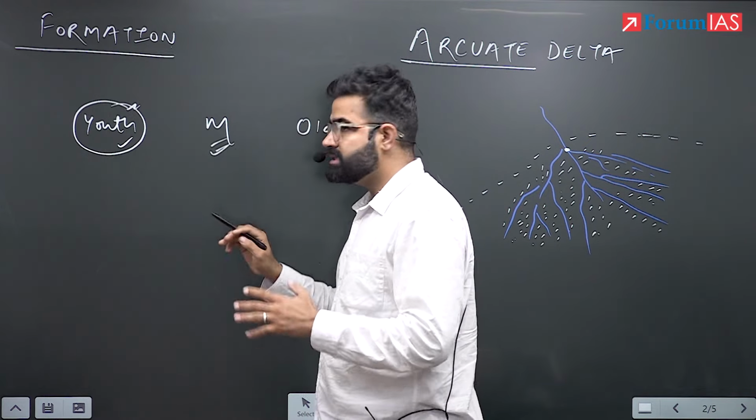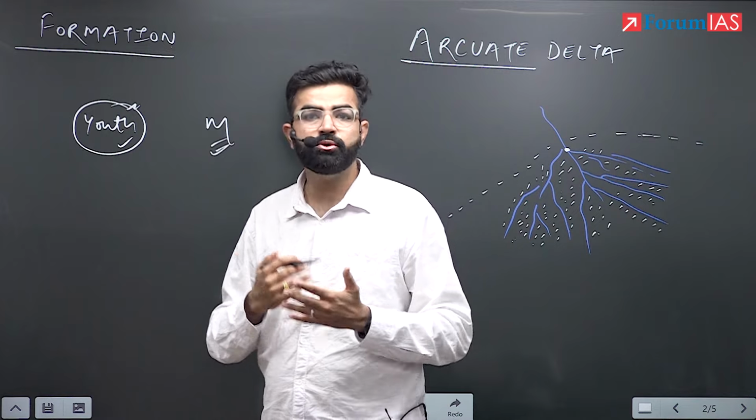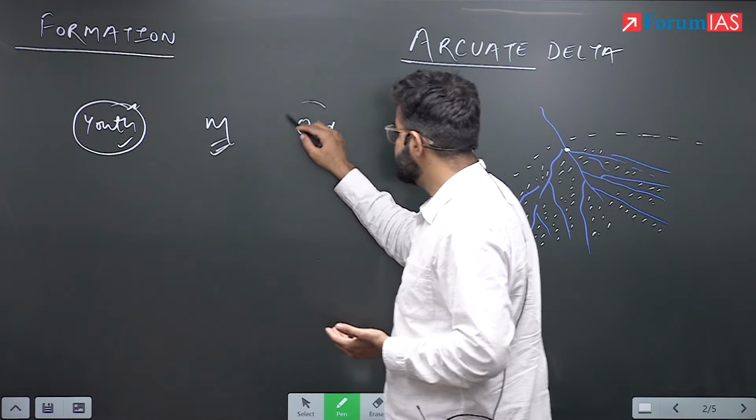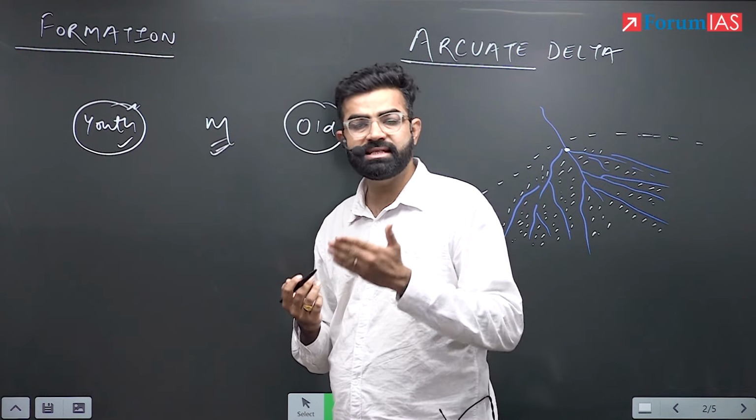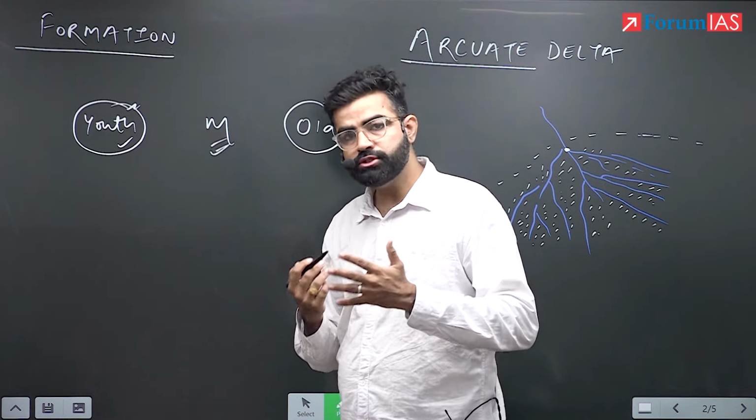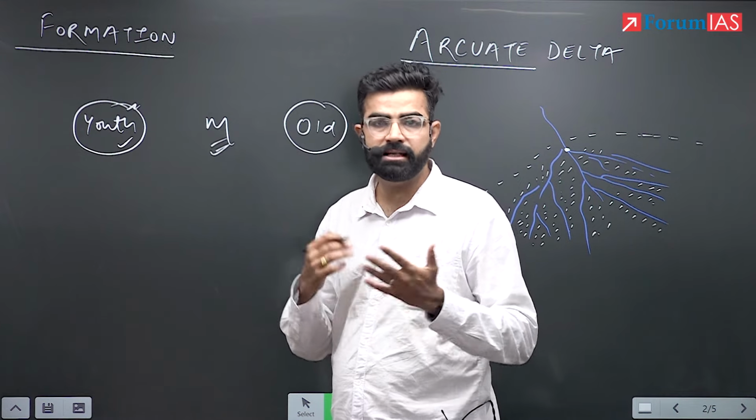In the mature stage, the main work of the river becomes transportation of the load. And in the third stage, you will see most of the depositional features. Why? Because the speed is decreasing continuously. And because of this depositional work, you will see the delta formation.